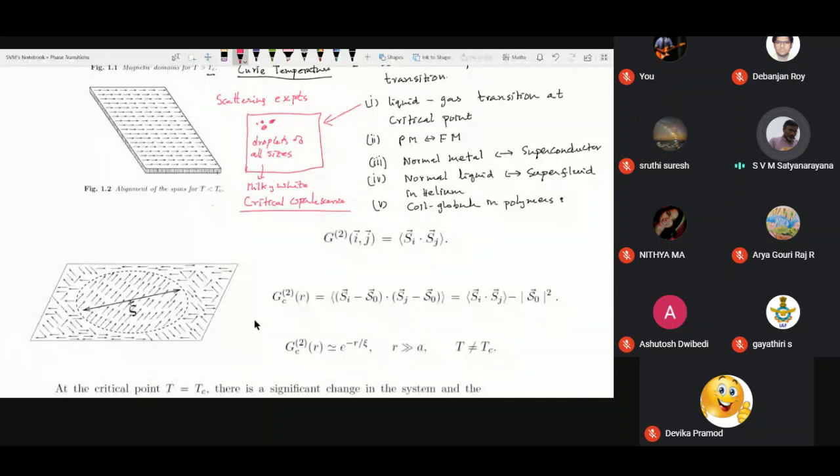So you can see this particular correlation length. This xi is called the correlation length. The important aspect is that we have correlations, and we can define what is called a correlation length. The correlation length is defined by actually defining a correlation function. So this G2 of i comma j is defined as Si dot Sj.